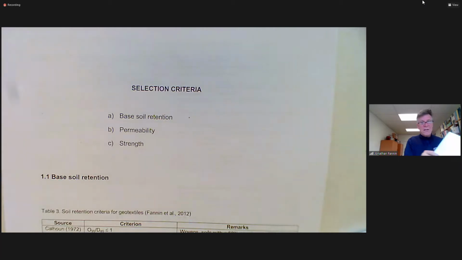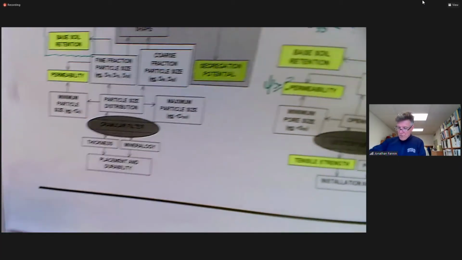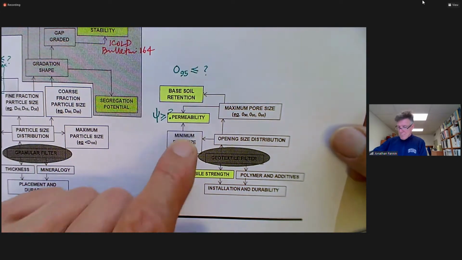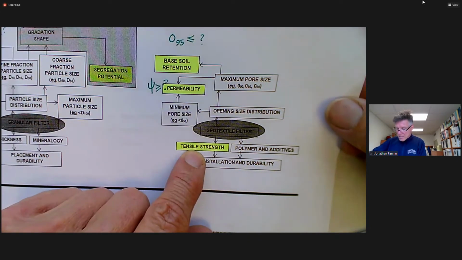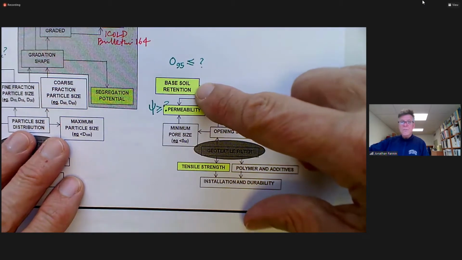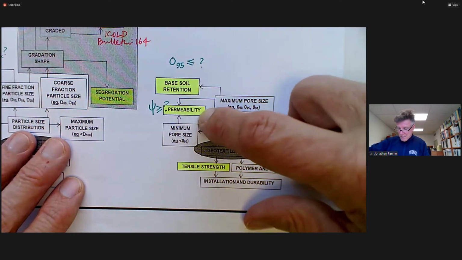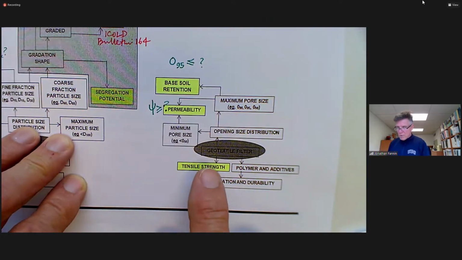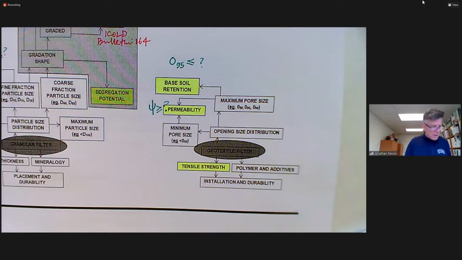We have selection criteria for base soil retention, permeability, and tensile strength. In the lecture so far, we've looked at Canadian practice for base soil retention and Canadian practice for permeability. We'll come to tensile strength shortly.